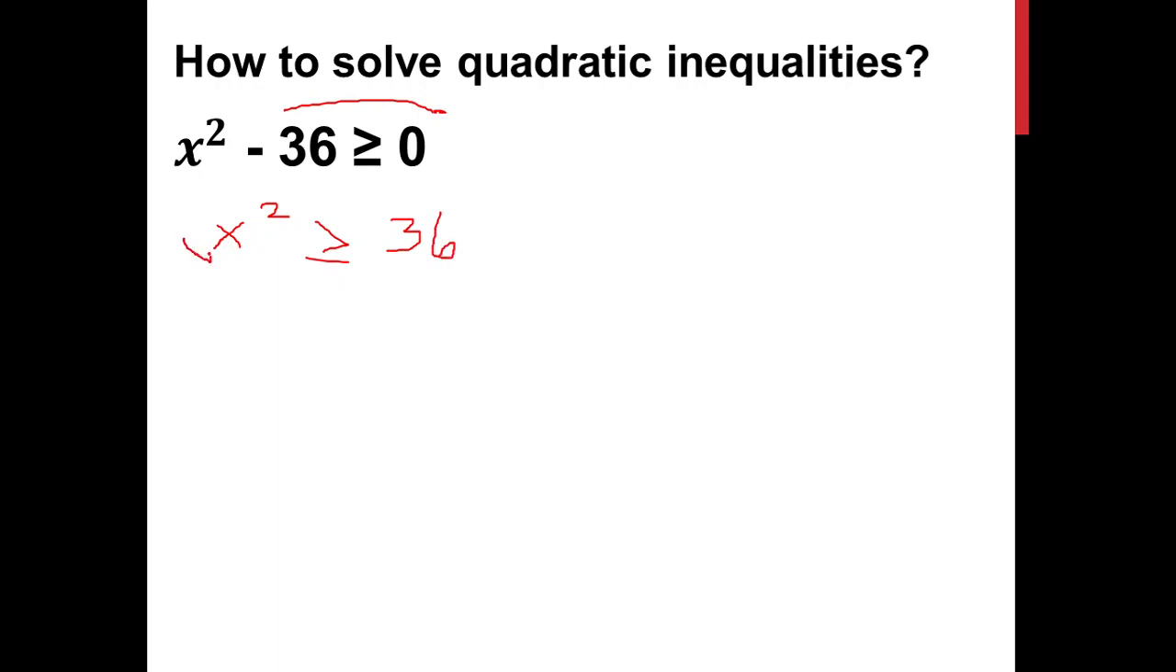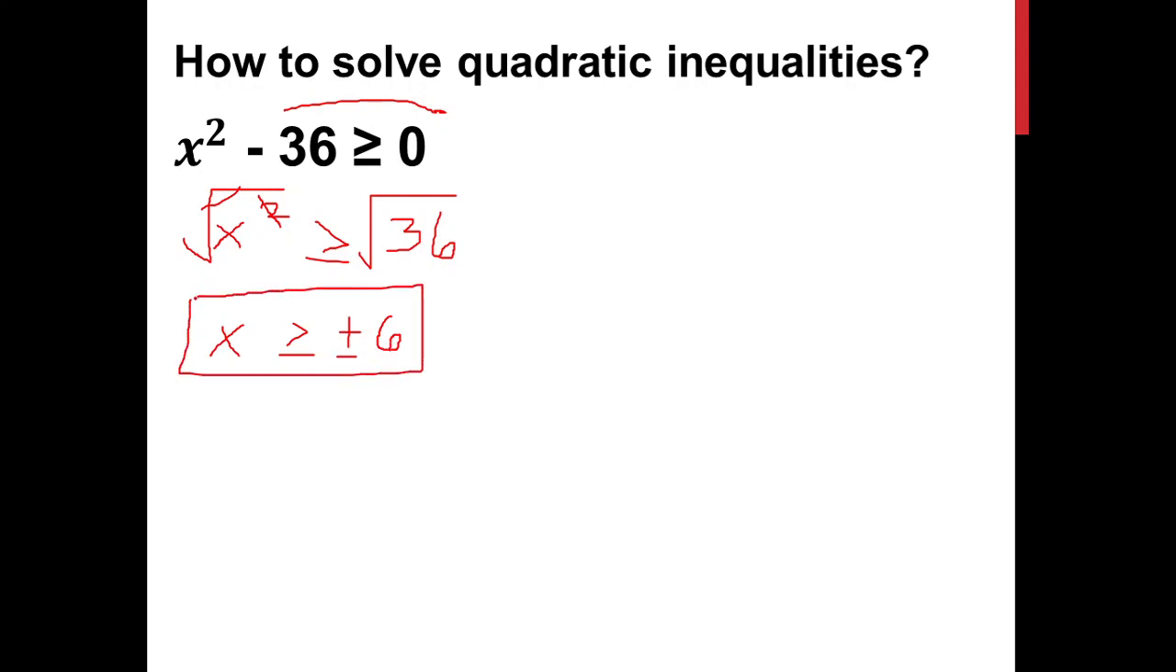Then extract the root on both sides. This will cancel out the exponent and the radical sign, leaving you with x. Bring down the greater than or equal to symbol. The square root of 36 is plus and minus 6. So this leaves us with values of x greater than or equal to positive 6 are solutions, and values of x greater than or equal to negative 6 are solutions.